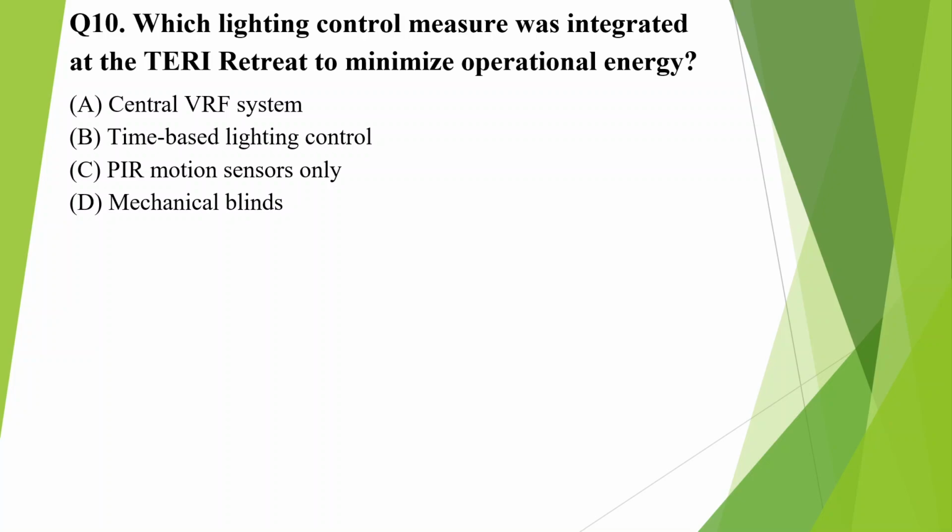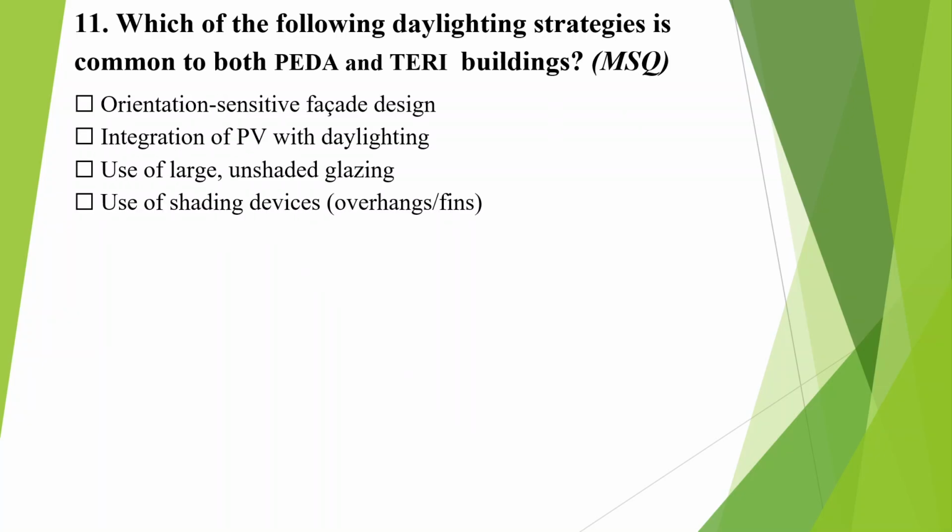So option B is the correct answer, guys. As you can see, time-based lighting control was the lighting control measure integrated in the Terry Retreat house to minimize operational energy, and the lights get switched off at preset times to reduce unnecessary energy use in the Terry Retreat building. Fine. So let us move to the last question, which is a multiple-choice type of question. You have to opt for multiple answers for this question, question number 12.